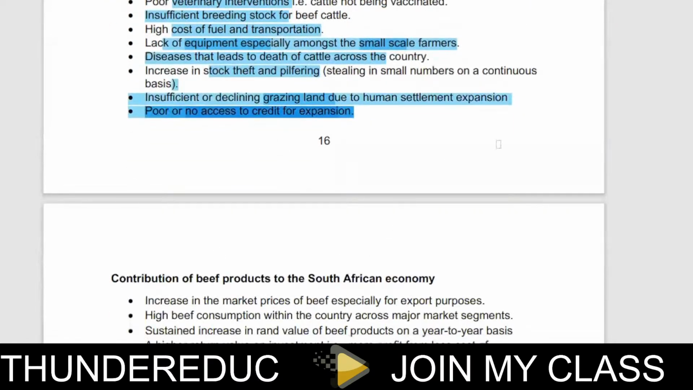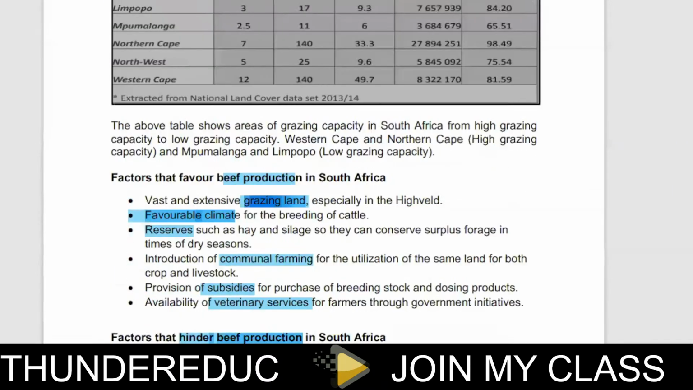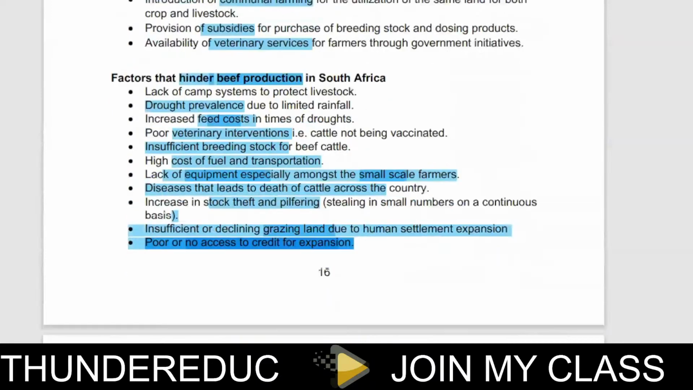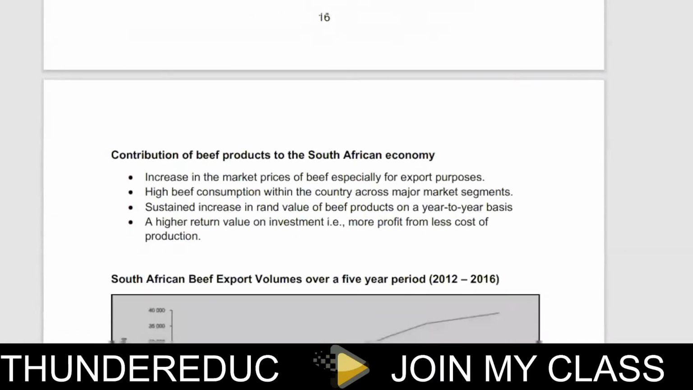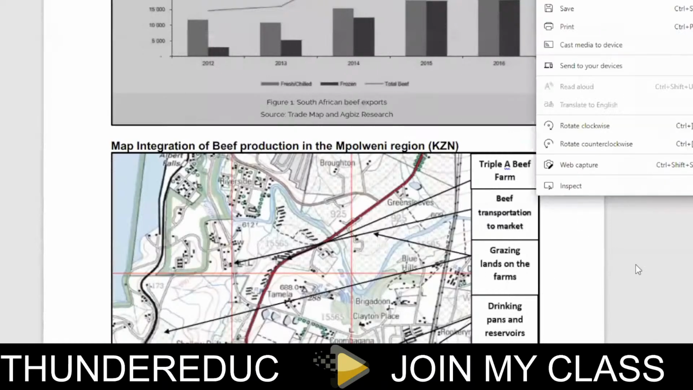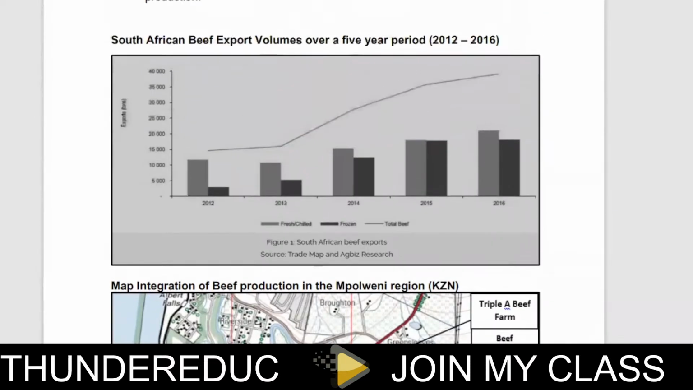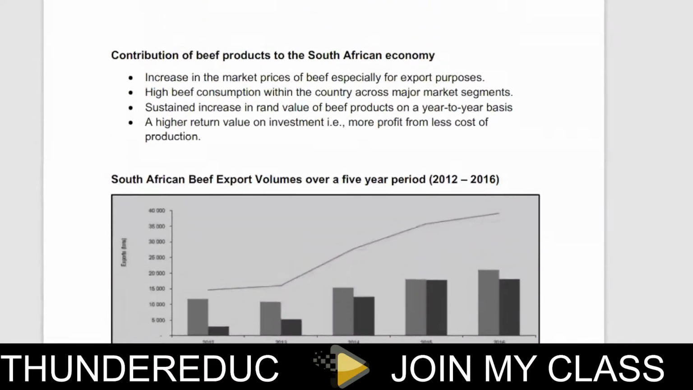So in all, those are some of the factors that are affecting or that are hindering the production of beef in South Africa. But we know that despite the fact that beef production is affected, it doesn't mean that it is not contributing to the GDP, it's not contributing to the economy. It contributes to the economy of South Africa. Number one, we need to look at these contributions. What are the contributions? In other words, what are the benefits? How important is it to the economy of South Africa?